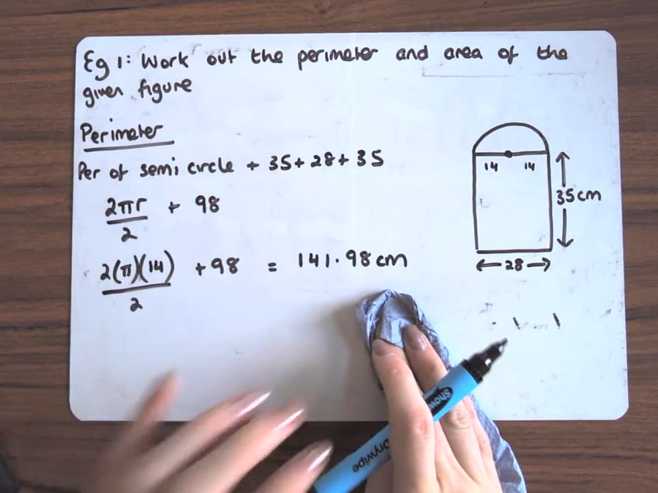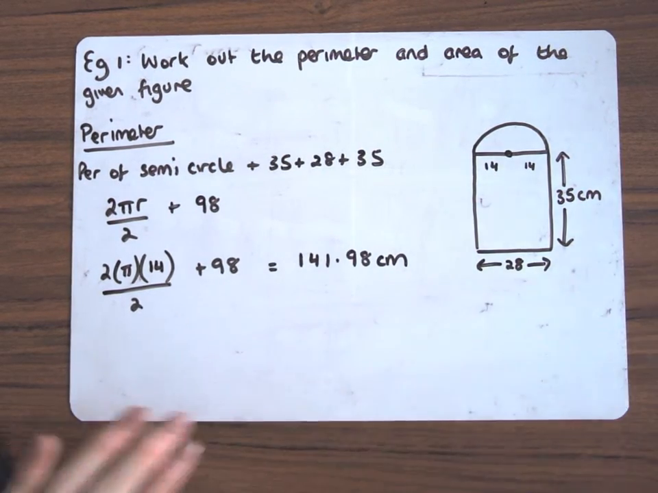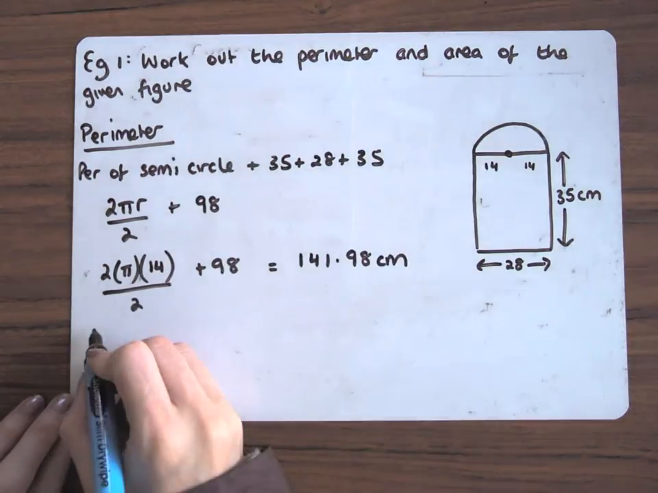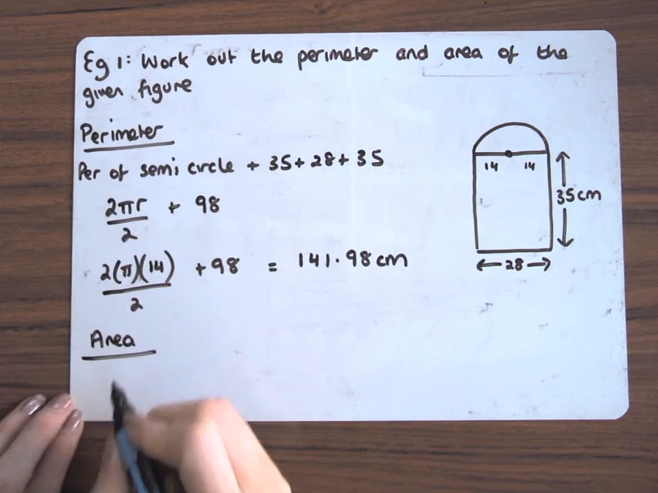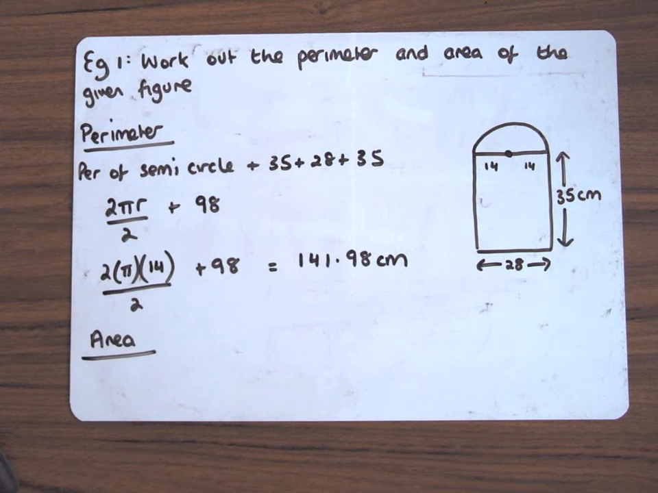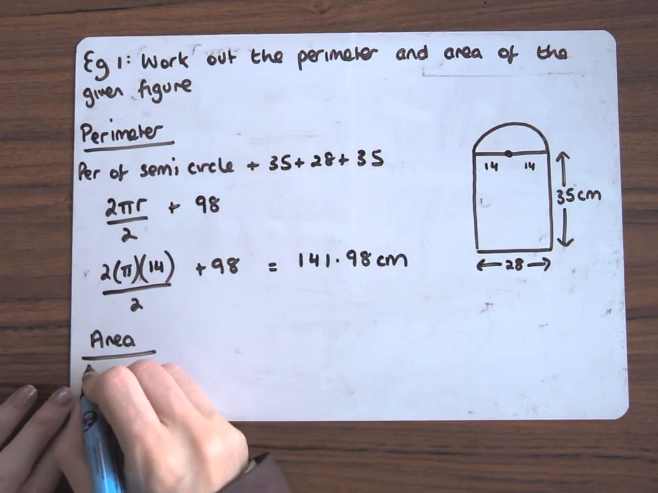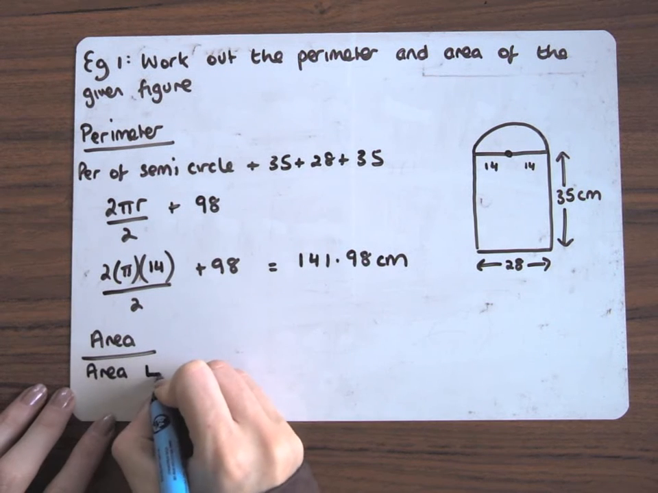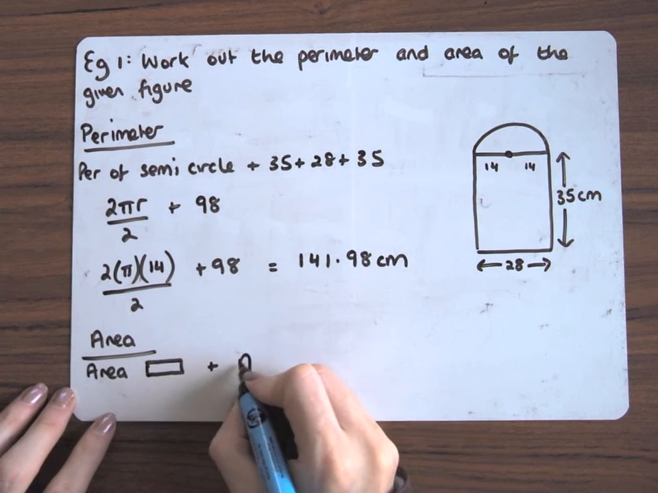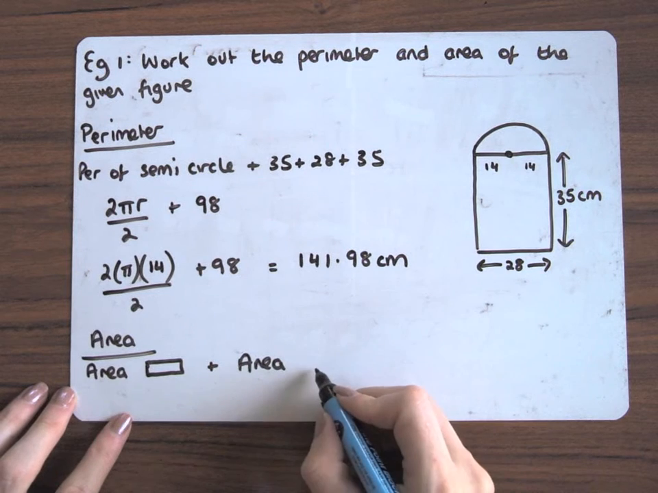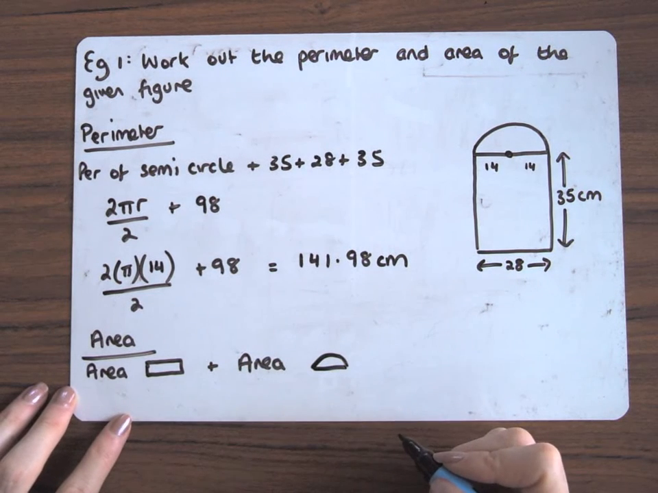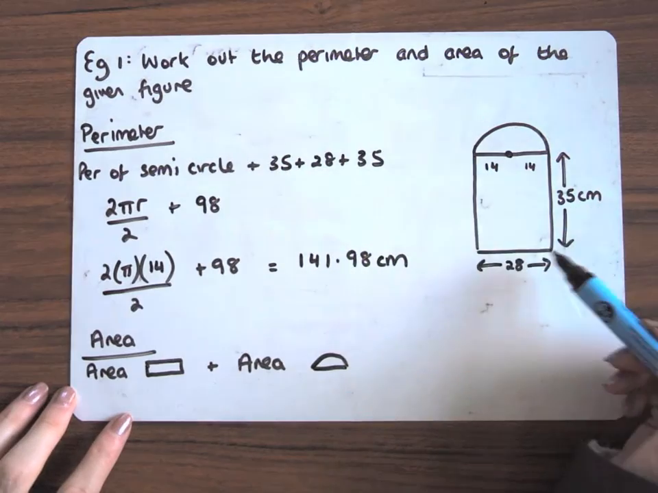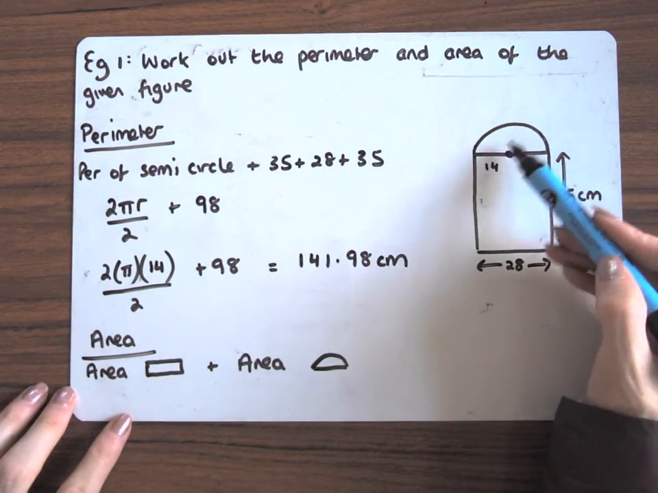Now, the next question here is area. So they asked perimeter and area. So, how do I get the area? Tell me what I'm going to do first. Okay, very good. Get the area of the rectangle. And then I'm going to add on the area of the semicircle. Everyone okay with that? Because I want the full shape, so I'm going to divide it into two, the rectangle there and the semicircle.